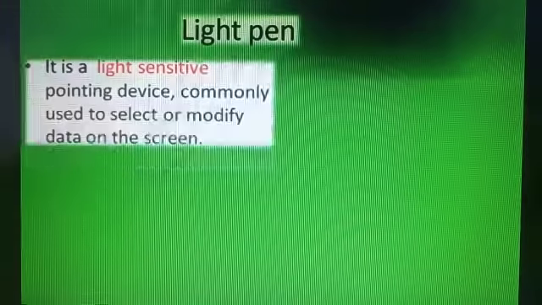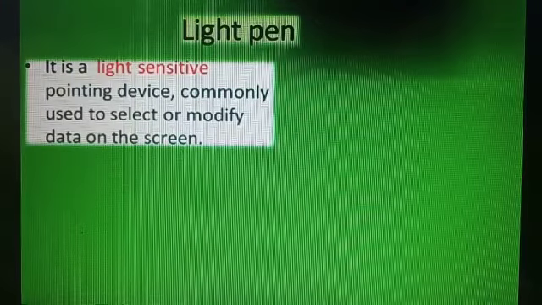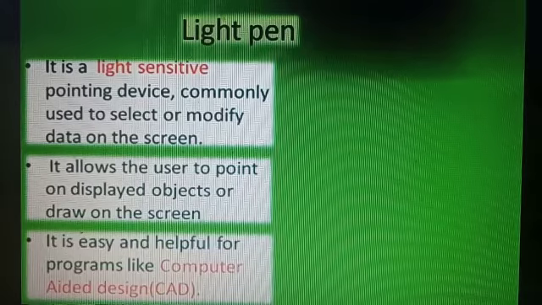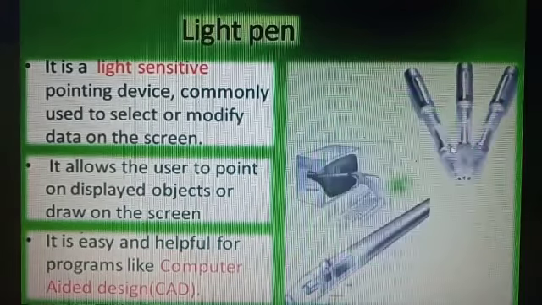Light pen. Light pen is a light sensitive pen, a light sensitive pointing device commonly used to select or modify data on the screen. It allows the user to point at display objects or draw on the screen. It is easy and helpful for programs like computer aided design, that is CAD. You can see the picture of a light pen.